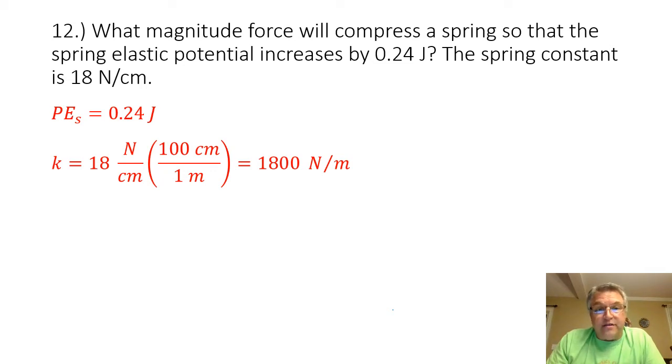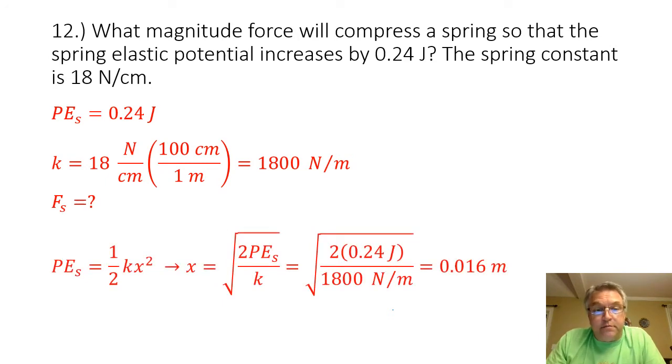And I'm being asked to find the force on the spring. So I'm given the elastic potential energy and the spring constant. I can use my formula for elastic potential energy to find the displacement of the spring. So I know that the elastic potential energy is equal to 1/2 kx squared.